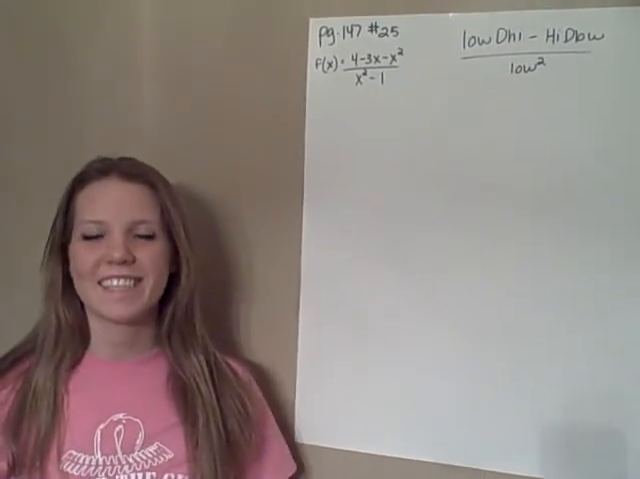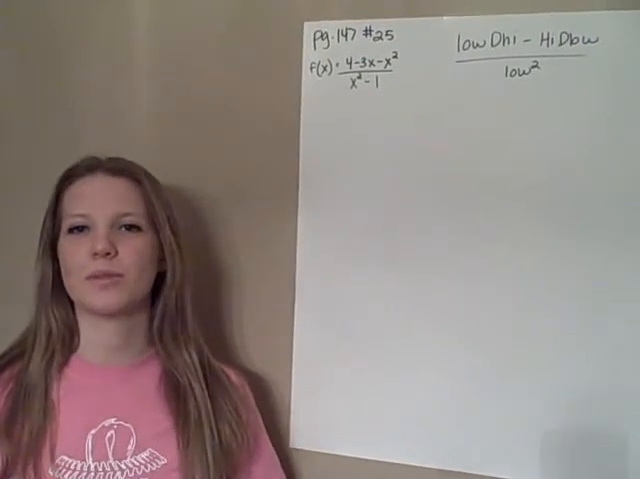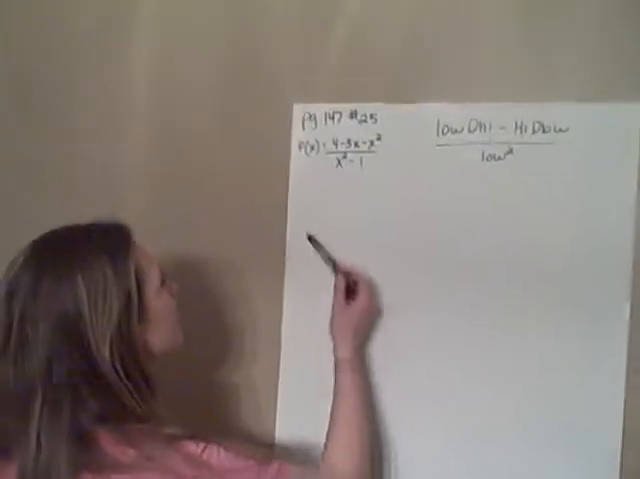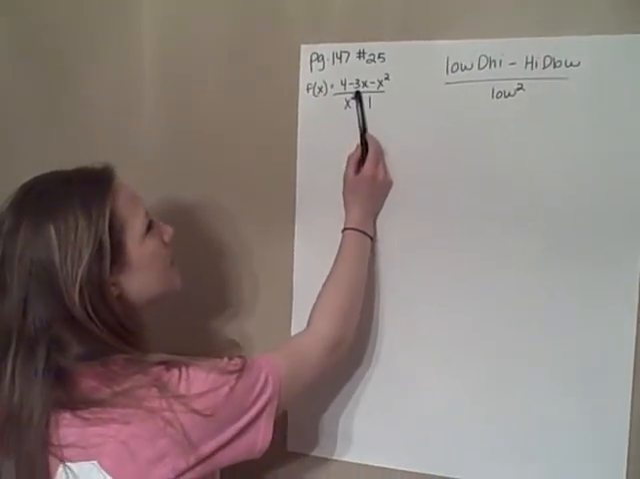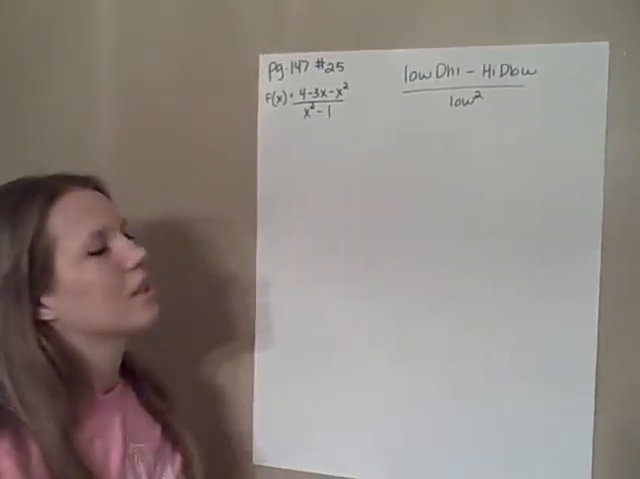My name is Shannon, and today I'm going to be teaching you how to take the derivative of a fraction using the quotient rule. And we're going to be doing problem number 25 on page 147, which is f of x is equal to 4 minus 3x minus x squared over x squared minus 1.